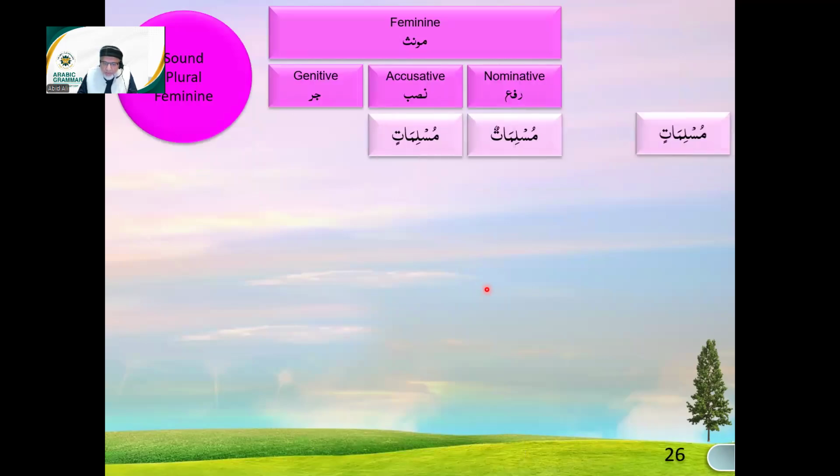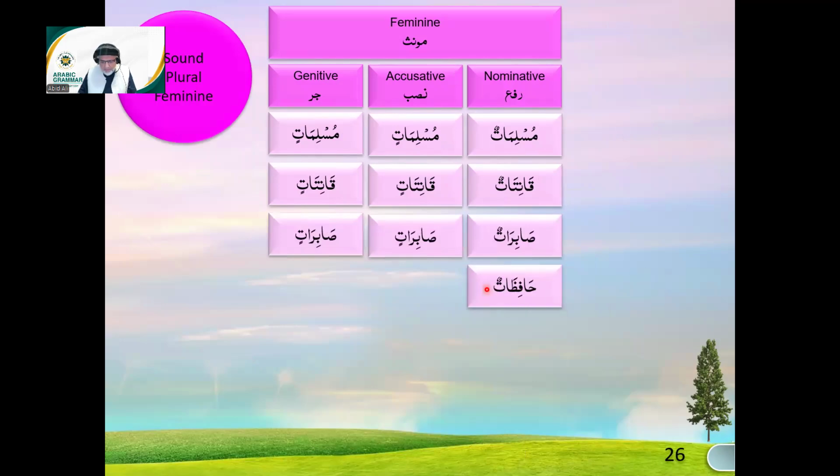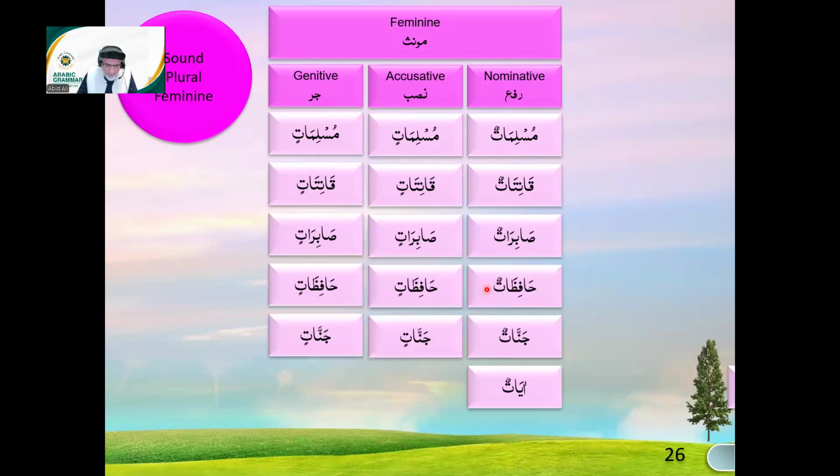Muslimatun, muslimatin, muslimatin. Kanitatun, kanitatin, kanitatin. Sabiratun, sabiratin, sabiratin. Hafizatun, hafizatin, hafizatin.